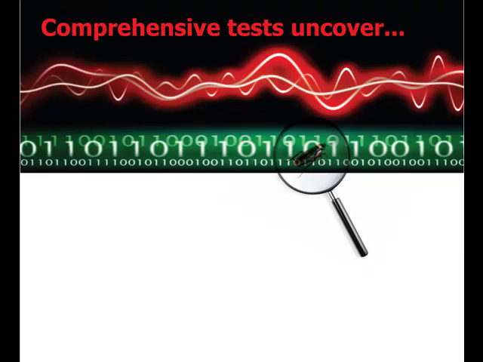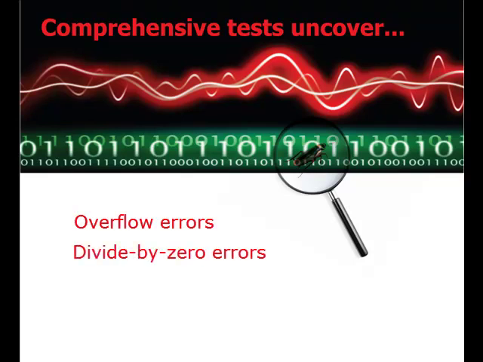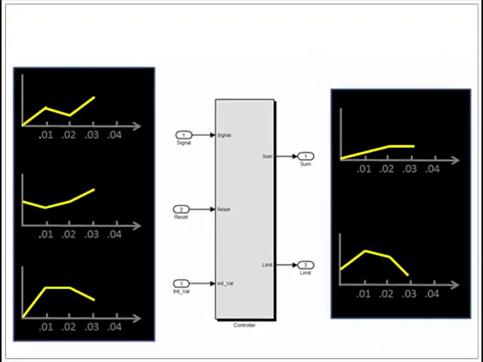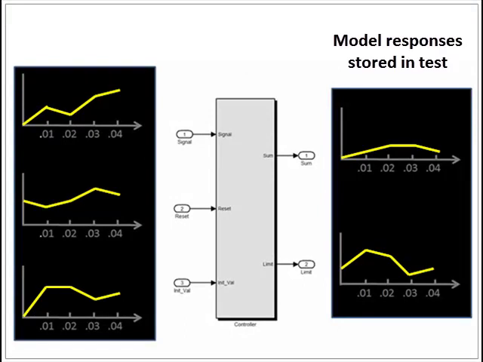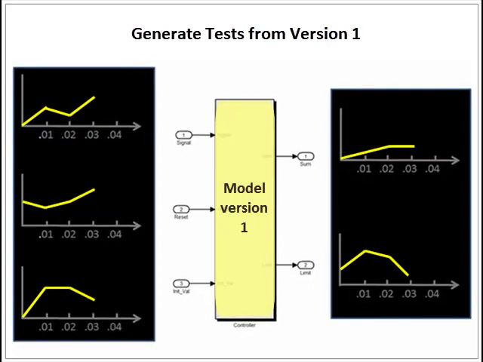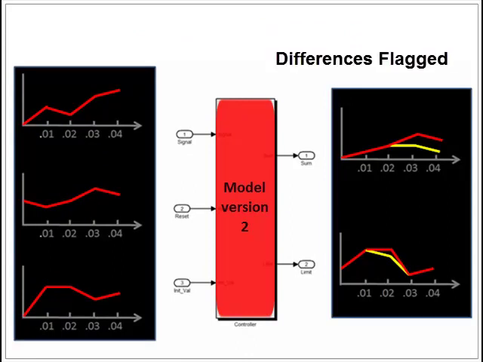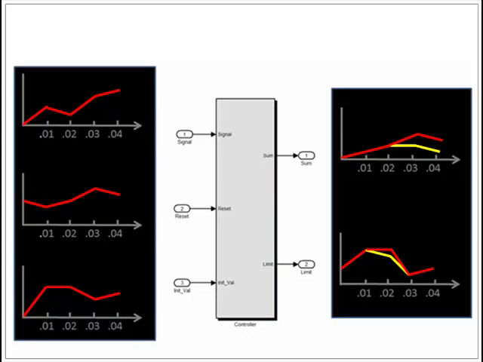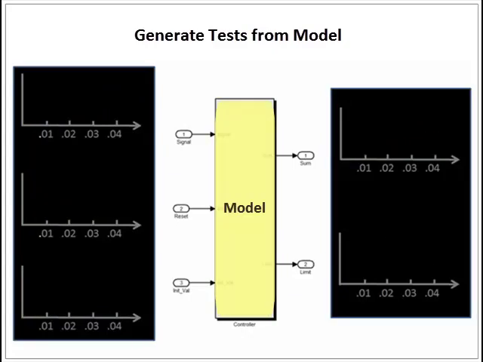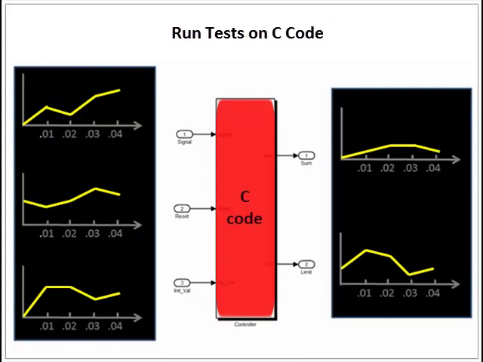Executing the compact yet comprehensive set of tests can uncover runtime errors, including overflow errors, divide by zero errors, or other unexpected model behavior. And remember, for each simulation step, Tester keeps track of how the model responds. This provides an easy way to compare one version of the model to another. To do this, you generate tests from version 1 of the model, and then run those tests on version 2. Reactis will compare the outputs produced by version 2 against those in the tests and flag any differences. This comparison will work with C source code as well. First, generate tests from the model, then run those tests against the source code to see how they compare.